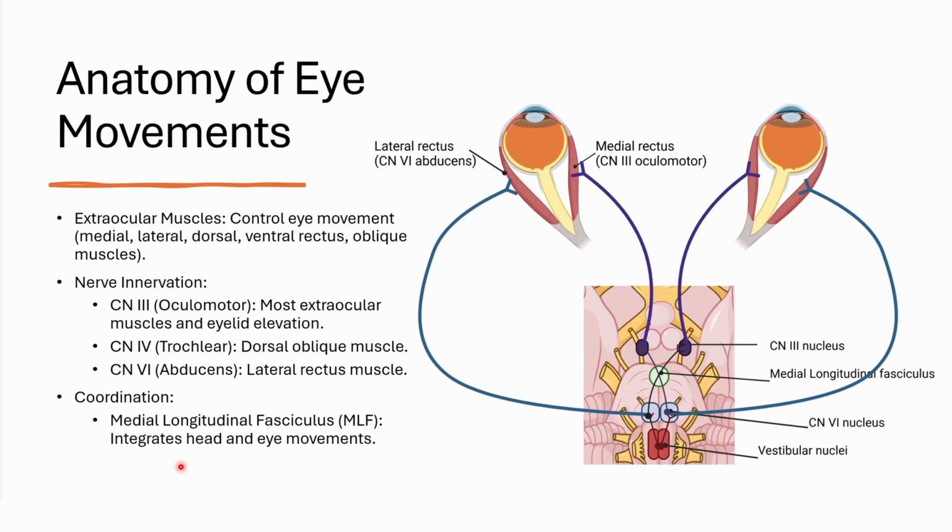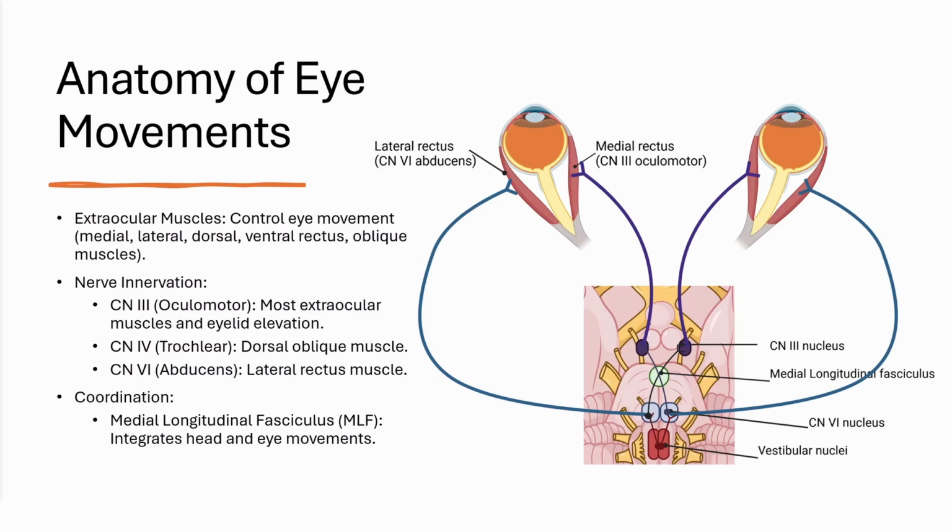It's no good moving one eye and not moving the other eye, because then you will lose your binocular vision. And so we have this area here right on the base of the brainstem, which helps coordinate all of these movements along with the vestibular nuclei, so it combines it with our head position.